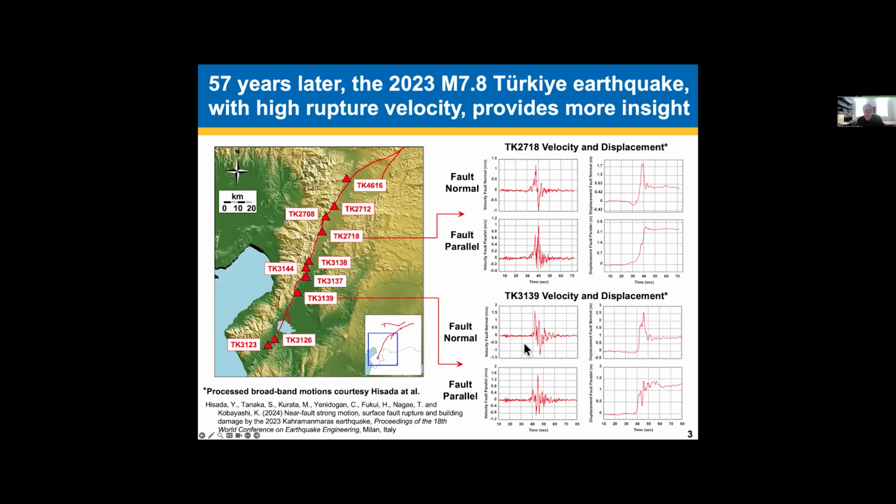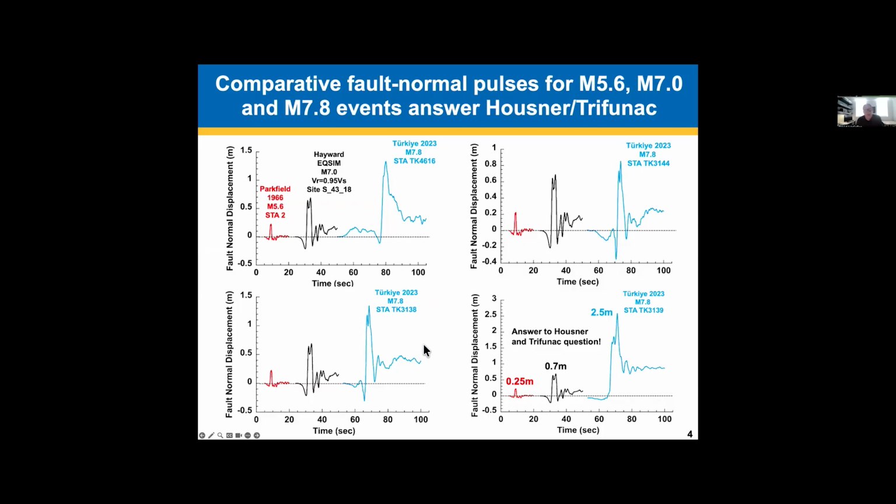You go all the way farther down the fault and see something very similar with this very, very large fault normal pulse. I just draw your attention to the fact that this is essentially 10 seconds in duration, and then the rise time on the fling step. And so we set about taking a look and doing some analysis of these motions for Turkey. I'm just going to show you some comparative pulses here. And this really goes to the heart of the question that Hausner and Trifunac had raised. Here's the Parkfield pulse to scale.